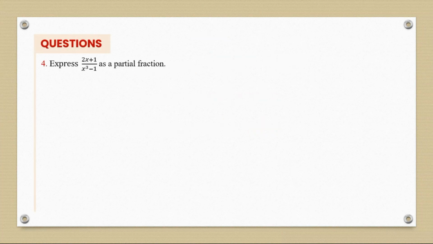Alright, so let's move on to another one. So this is question number 4. We're being told to express 2x plus 1 over x cubed minus 1 as a partial fraction. So how do we solve this?